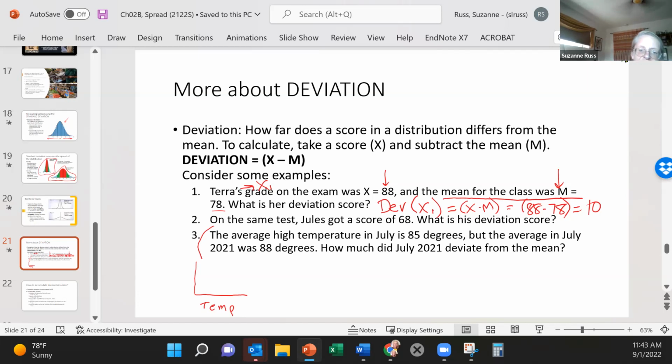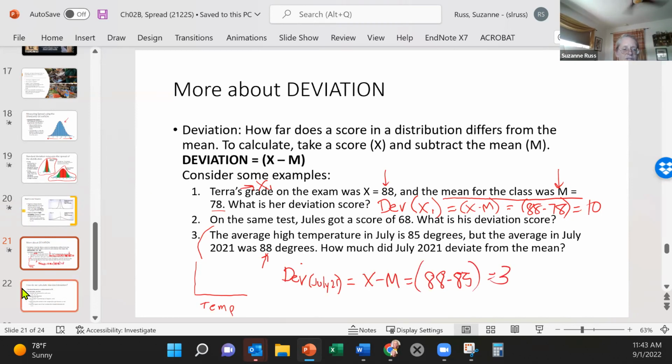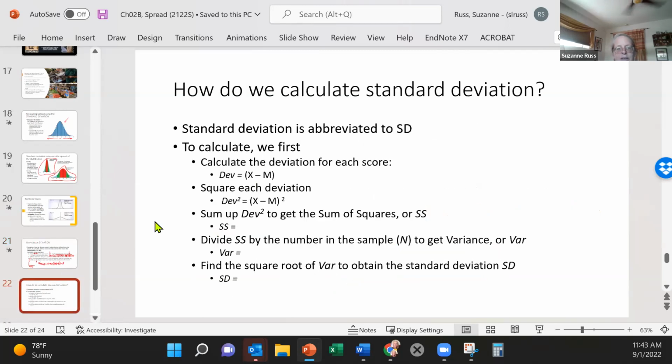Yeah, simple, right? We just take, in this case, X is 88. July 2021 is 88. So deviation, and maybe I'll put here, this is going to be for July 2021, equals X minus M equals 88 minus 85 equals 3.